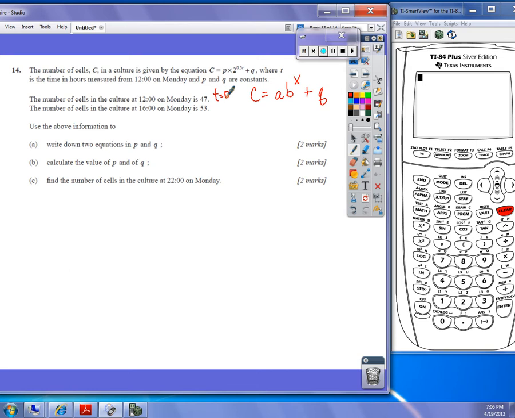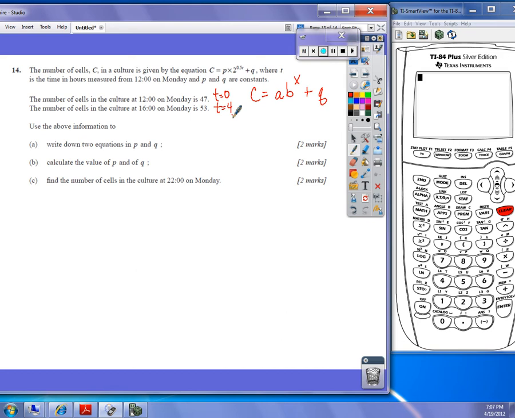And then at 16 o'clock, that's universal, military, whatever time that is. But what's time? It's 4 hours later. So my time is going to be equal to 4. That's kind of a key piece to getting this problem to be easy. And they want me to write down two equations in P and Q. So here's what I'm going to say.